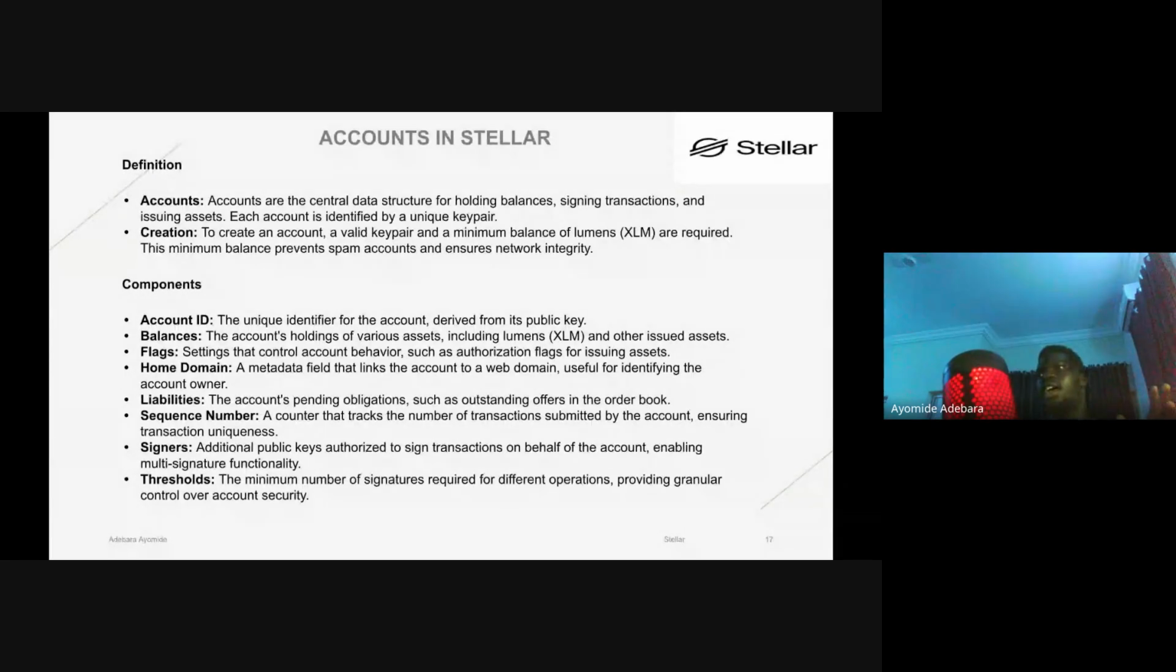So let's say you want to send me some lumens. In that case, you will not ask me to send you my private key. Rather, you will ask me to send you my public key. That public key is literally what you asked me to send so that you can send the lumens to me. Because if I send you my private key at that particular point, you have access to all my assets and you can sign any transaction on my behalf.